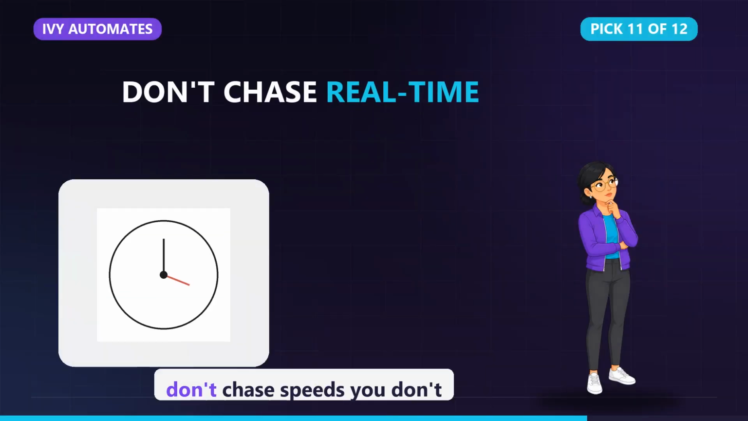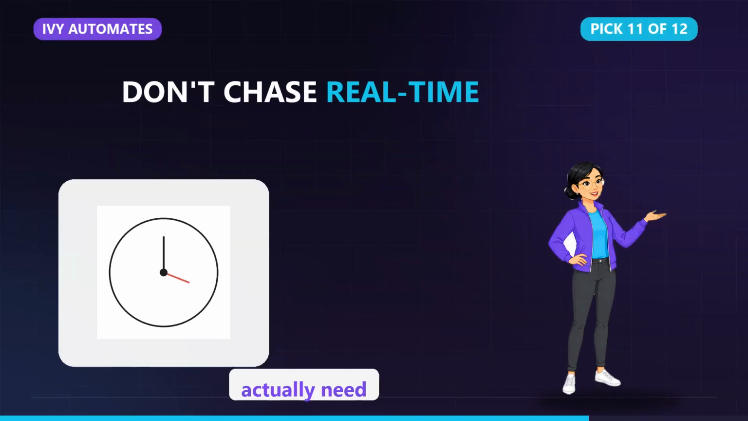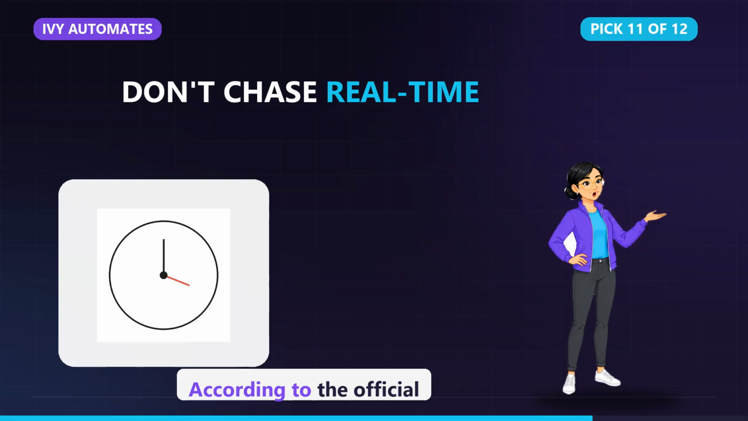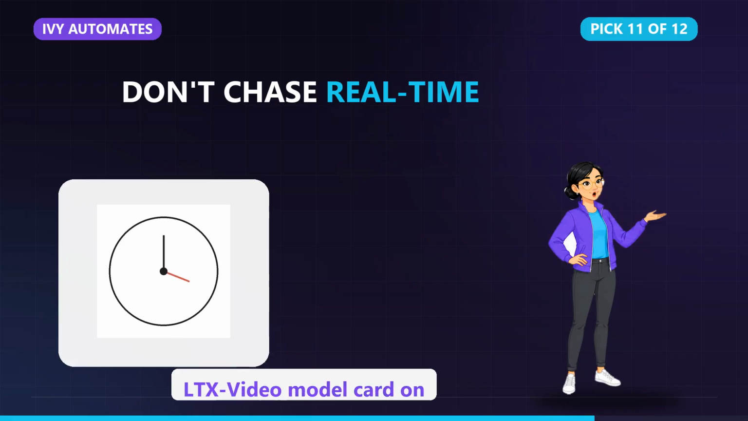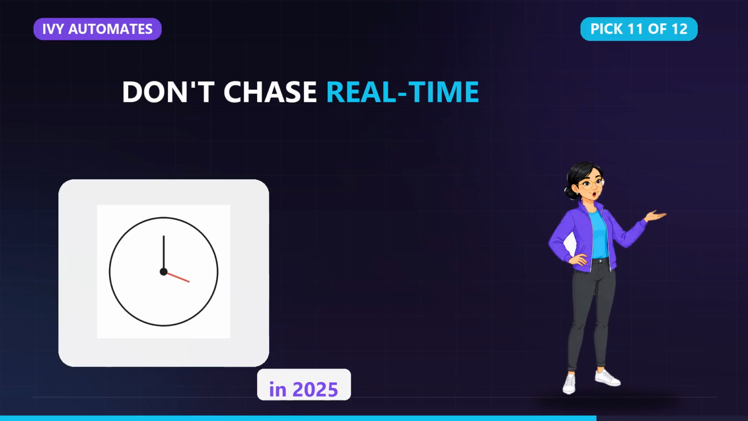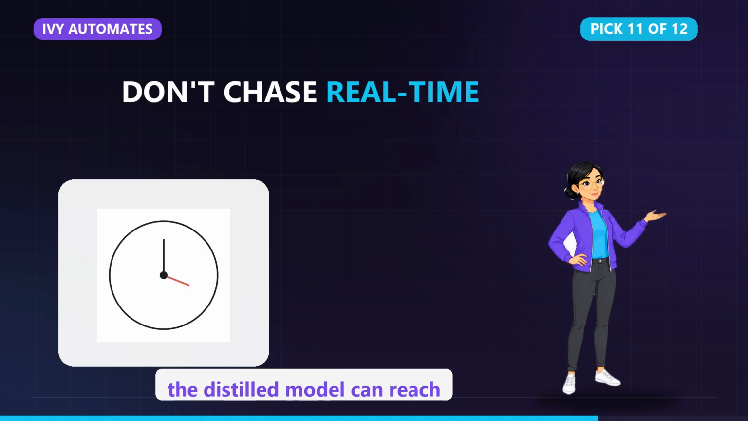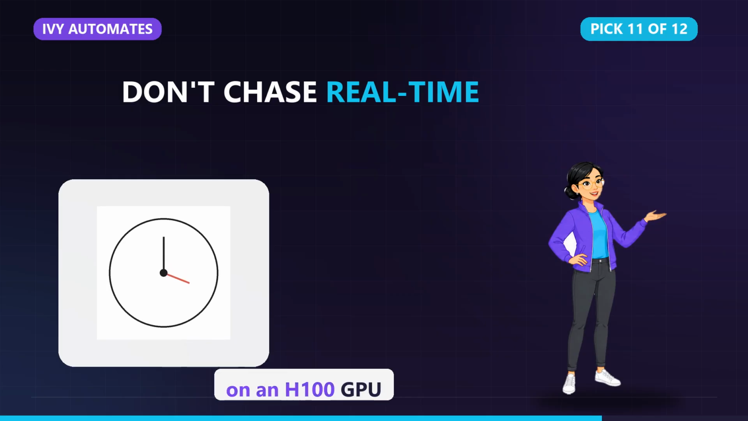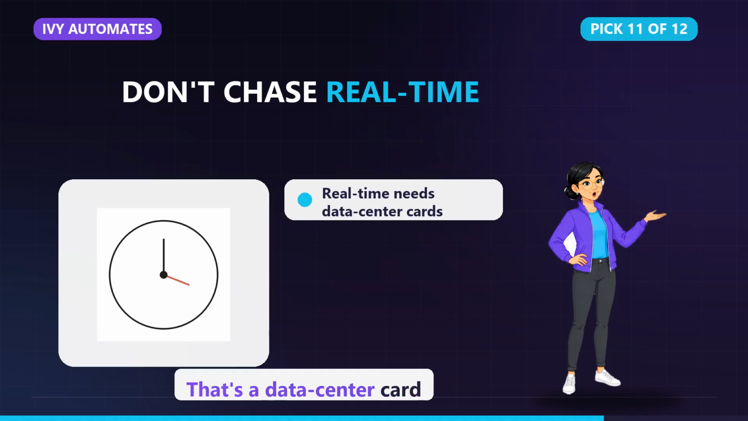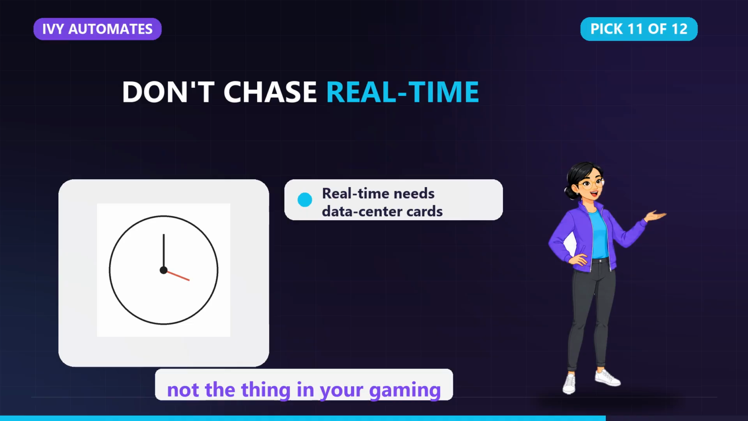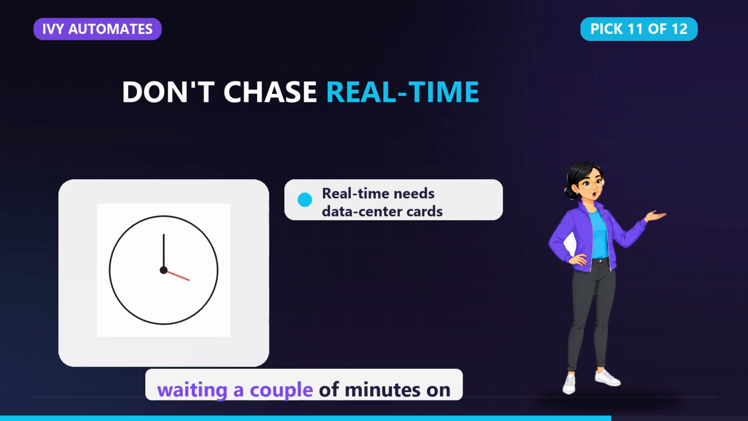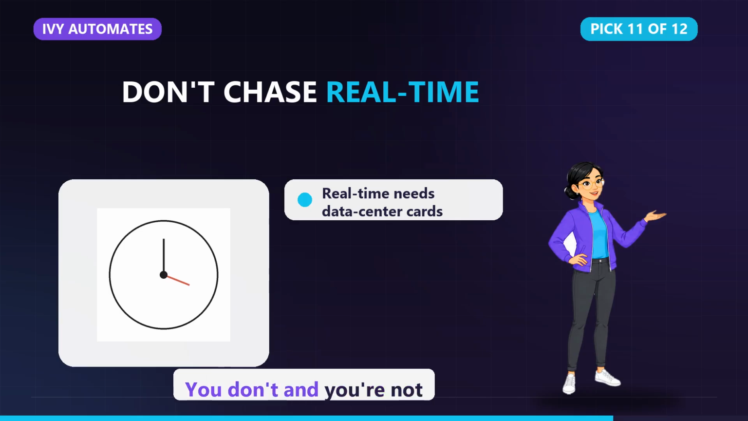Pick 11. Don't chase speeds you don't actually need. There's a headline number that makes people spend money they shouldn't. According to the official LTX video model card on Hugging Face from Lightricks in 2025, the distilled model can reach real-time generation at its default resolution and 30 frames per second on an H100 GPU. That's a data center card, not the thing in your gaming laptop. And here's the trap. People read real-time and assume they need that hardware or feel like failures for waiting a couple of minutes on their own machine. You don't and you're not.